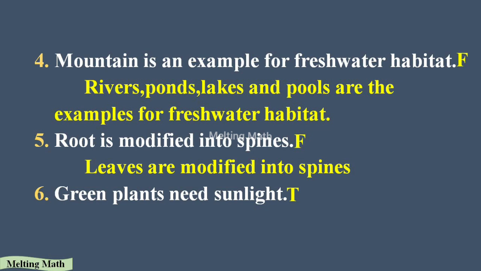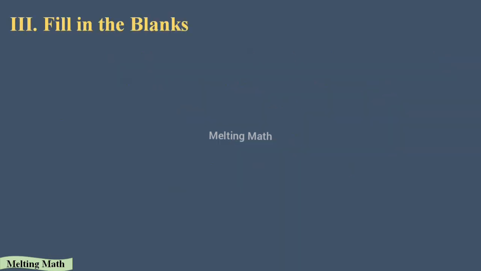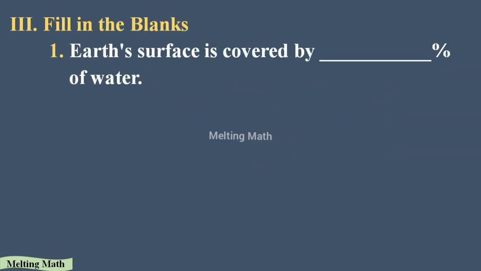Okay, next, see the third Roman numeral, fill in the blanks. First one, Earth's surface is covered by dash percentage of water. In the marine water habitat, we have seen it. Earth's surface is covered by more than 70% of water. That's why it seems like a blue marble, the water surface of the Earth. When we see the globe, it seems to be a blue marble because of this only. It covers 70% of water, marine water.